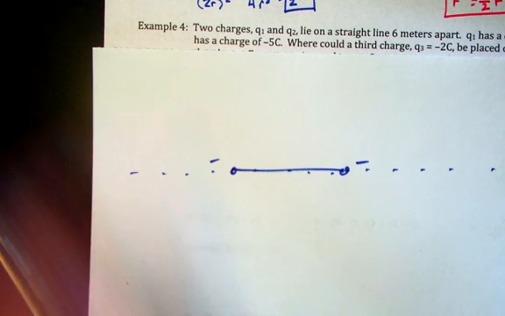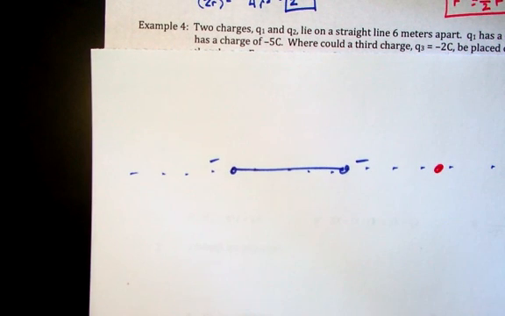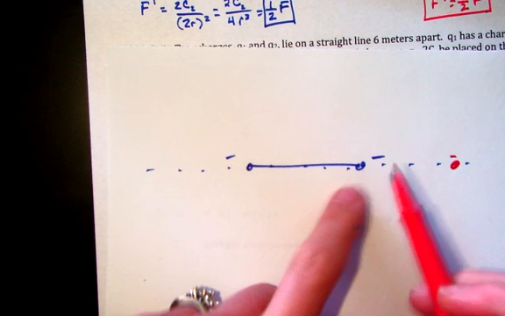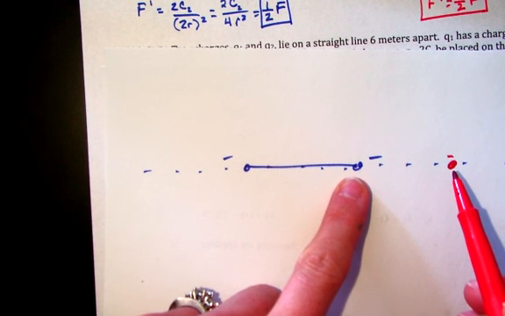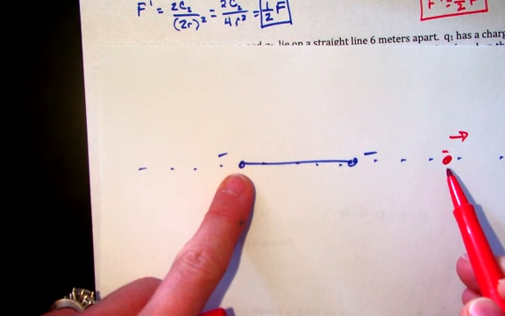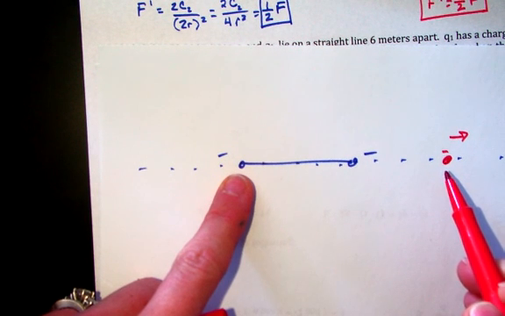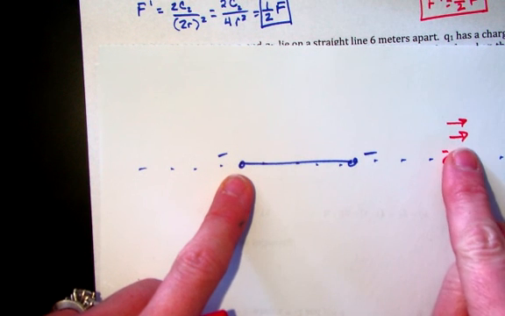Make sense? So if I put the negative charge over here, okay? So this is also negative. What is this charge going to do to this? Push or pull? It's going to push it away. Make sense? What is this charge going to do to this? It's also going to push it away. So these are in the same direction.